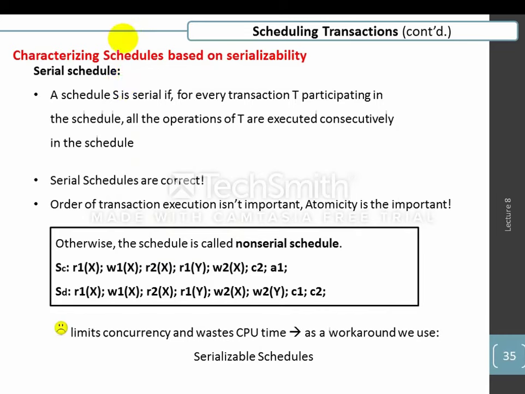And the serial schedule is a schedule that finishes the first transaction, then starts the second transaction. There is no concurrency between them. Its disadvantage is that it limits concurrency and wastes CPU time. It wastes time because it waits for the first transaction to finish before starting the second transaction. It can't work with two transactions at the same time.